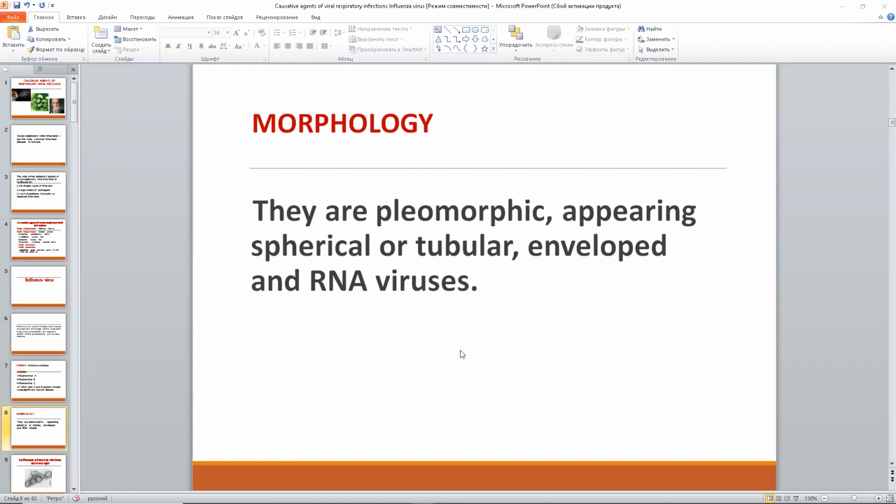I gave you a scheme of answering. In answering about viruses: what shape they've got, what type of nucleic acid, and is this virus naked or enveloped? Most pathogenic viruses are RNA viruses. Just a few viruses you will study.